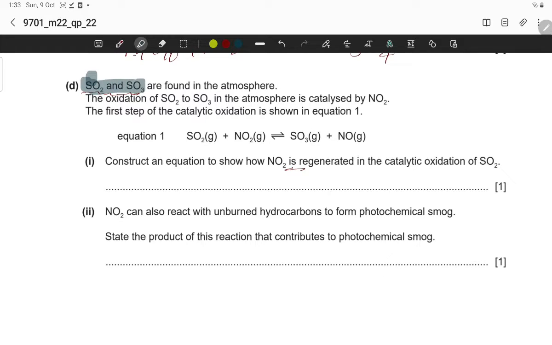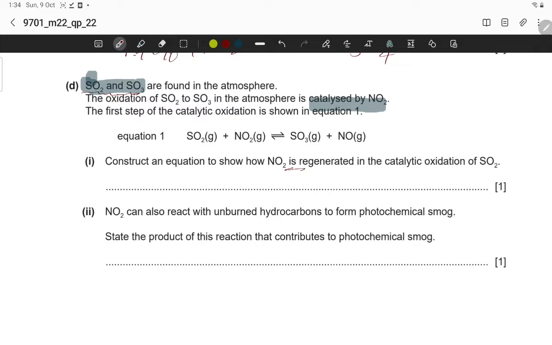Sulfur dioxide and sulfur trioxide are found in the atmosphere. The oxidation of sulfur dioxide in the atmosphere is catalyzed by nitrogen dioxide. The first step of the catalytic oxidation is shown in equation 1. Construct an equation to show how nitrogen dioxide is regenerated in the catalytic oxidation of sulfur dioxide.